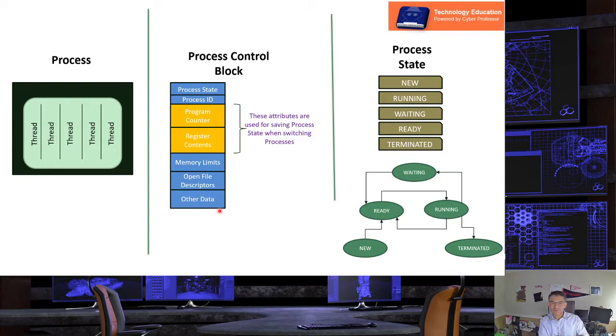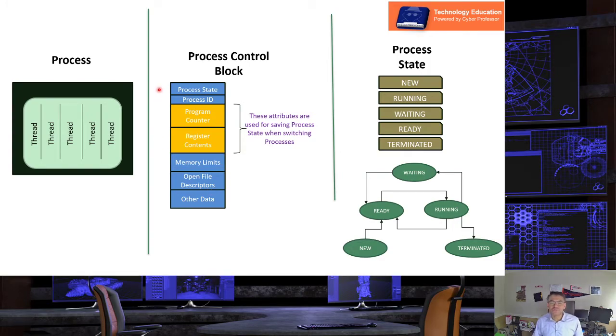So we saw the list of processes under Task Manager on my computer. Now grab just one of those processes and imagine that that process has a set of characteristics or attributes that are stored in one single database record just for that process. And these are the characteristics or attributes of that process: the process state, the process ID, the program counter, the register contents, the memory limits, the open file descriptors, and other data that is specific to one single process.